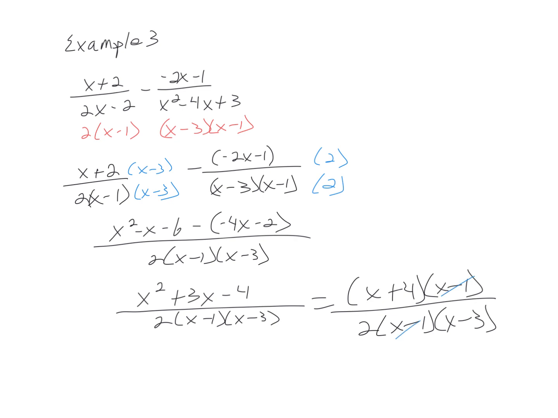Now remember, in terms of our domain, we would need to know that this is true for the values of x that are not equal to 1, because that would give us a 0. So what we have left is our x plus 4 over 2 times x minus 3. So we'll write that as our final answer. x plus 4 all over 2 times x minus 3. That will be our final sum. All right, and that's a quick video on adding and subtracting rational expressions.